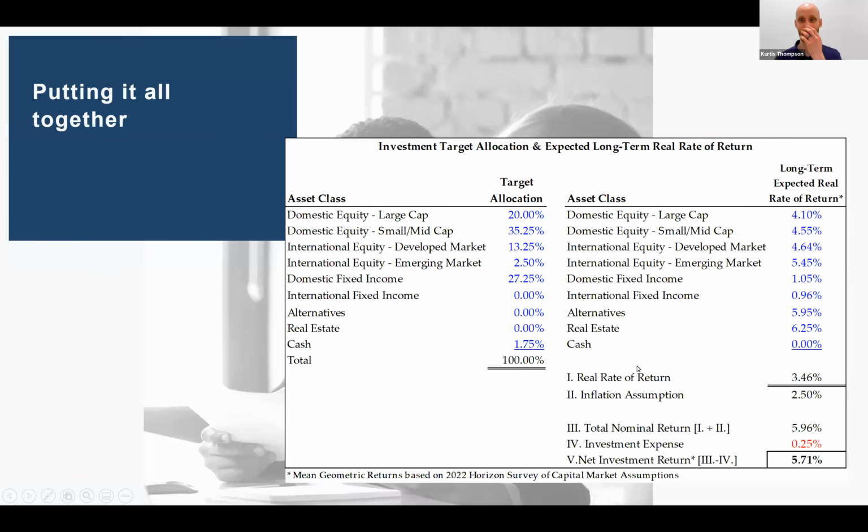So if someone had this mix of investments, with the various diversification that comes with being invested in different asset allocations, the risks and returns that they're taking on, and the ways that they're trying to offset risk with fixed income, for this specific portfolio we might expect over the long term something like a 5.7% return on investment.